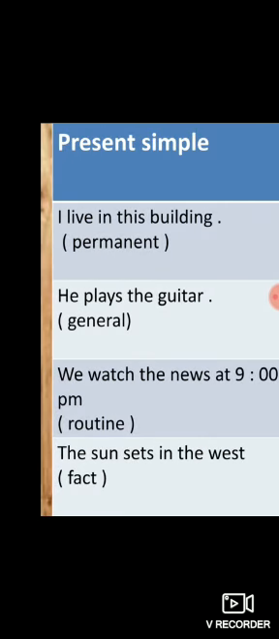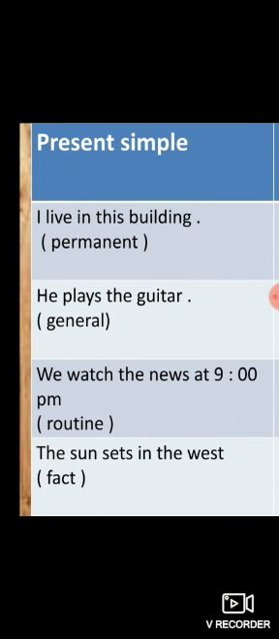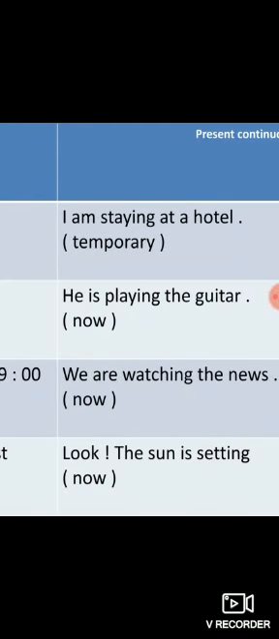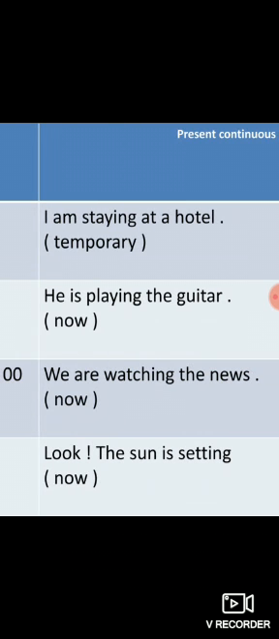Let's see the last one. The sun sets in the west. This is just a fact. We use the present simple to talk about facts. But we can say, look, the sun is setting now. This means that this action is happening right now. This means that the sun is setting at the moment of talking, for right now.